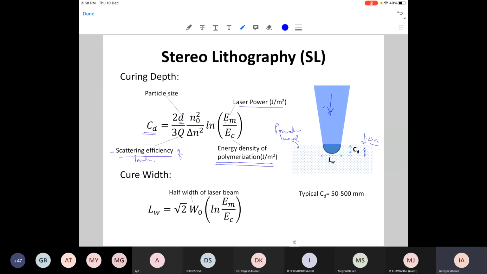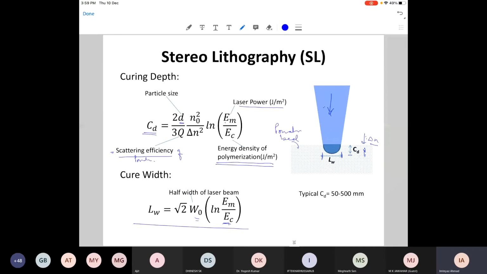How much refraction is happening will also define how much deeper you can go. Similarly, the curing width, how much wider we can cure from one particular beam of a certain size, is given by this. Again, E max is the laser power, and EC is the curing energy required for curing the polymer. And W naught is the half width of the laser beam.